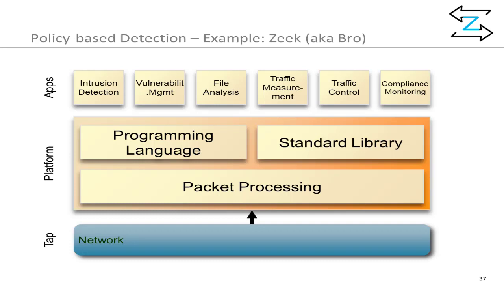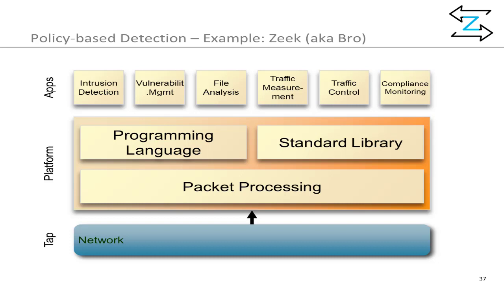So this is how it works. You have a network below. There is a tap, which is the mirror port, where you receive all your flows from. Then you have this Zeek platform, which is basically all this in the middle. That includes packet processing, so it extracts protocol information. It includes a whole programming language, which we will see in the hands-on. That's a complete programming language for network monitoring, and it includes a standard library of various functions that you can apply to program your scripts.